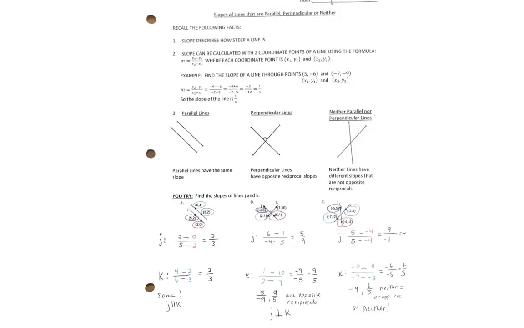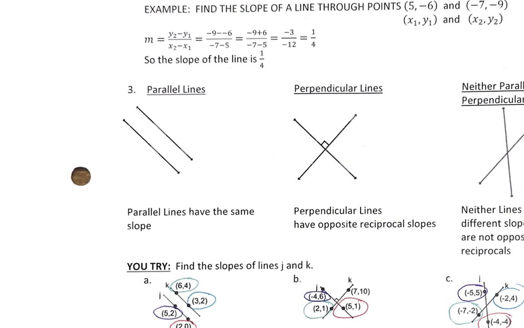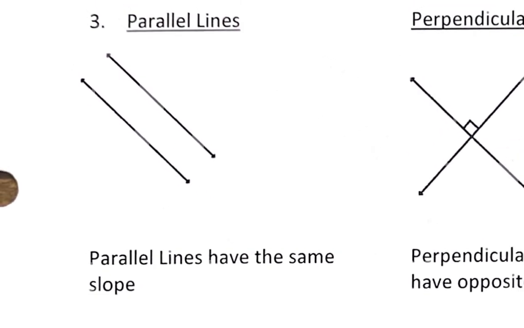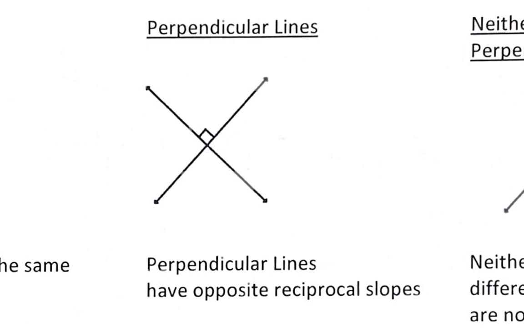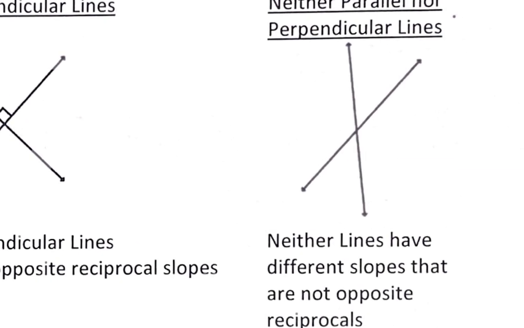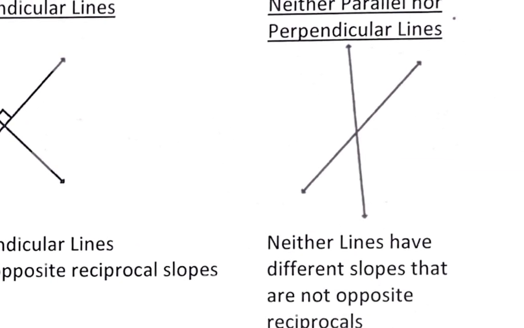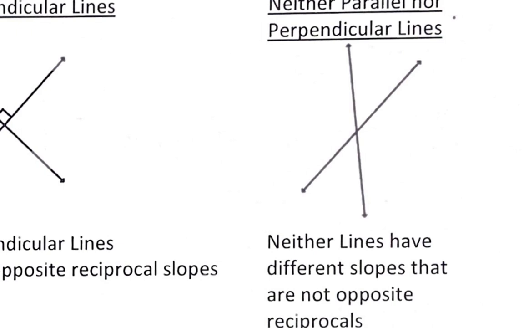All right, you guys, so we should have out the homework from yesterday where we had to determine if lines were parallel, perpendicular, or neither. So just a little review. Parallel lines have the same slope. Perpendicular lines have opposite reciprocal slopes. And neither lines will not have the same or opposite reciprocal slopes.